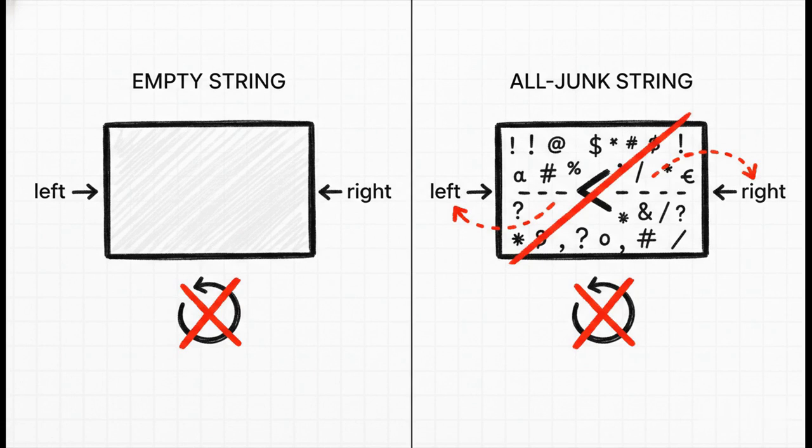For an empty string, the loop just never runs. For an all junk string, the pointers will just skip right past each other looking for a letter they'll never find. Since a mismatch is impossible, the function correctly returns true. We sometimes call this being vacuously true.